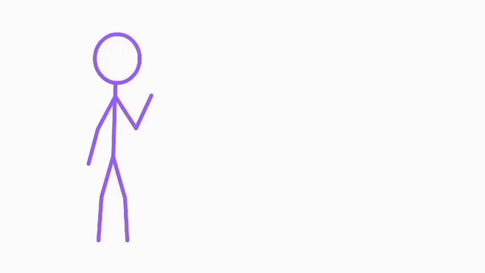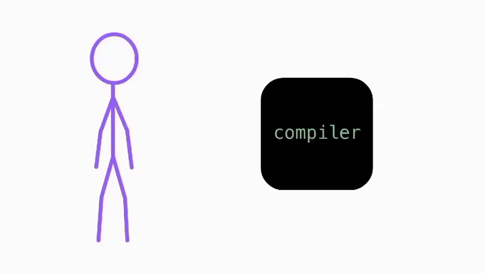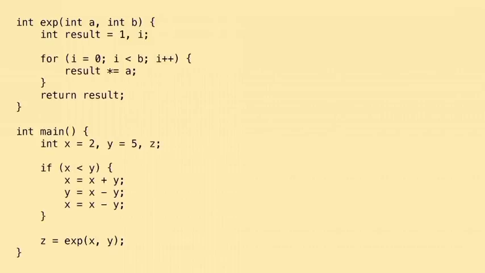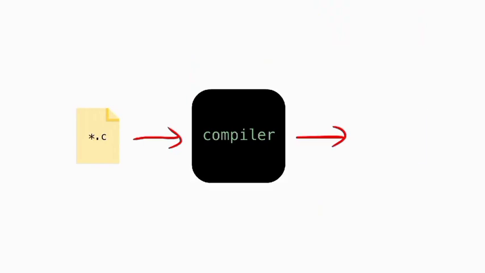In your first programming class, you were probably introduced to the idea of a compiler. Here's how it works. You first write out your program, but a computer can't read it yet. So in order to actually run your program, you first need to pass it through this special program called the compiler. Then, out pops a new version of your program that can be read by a computer.